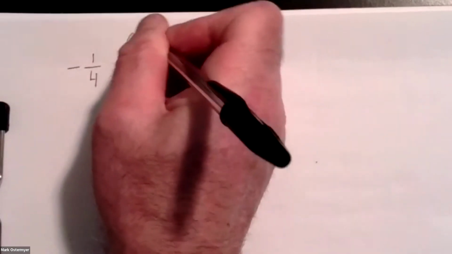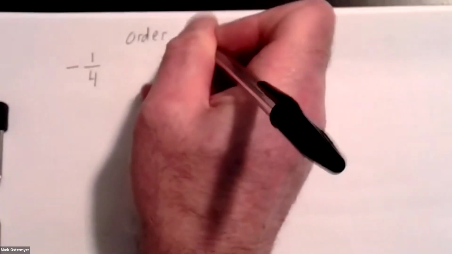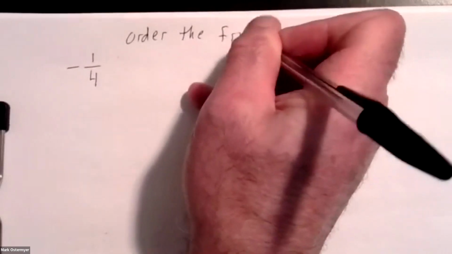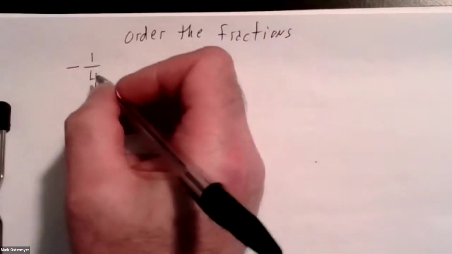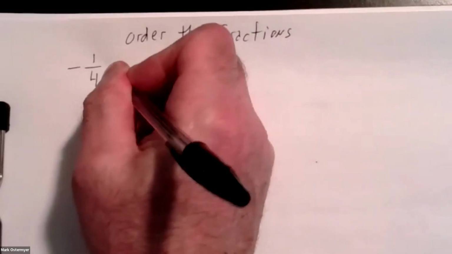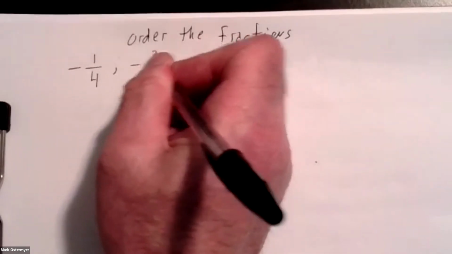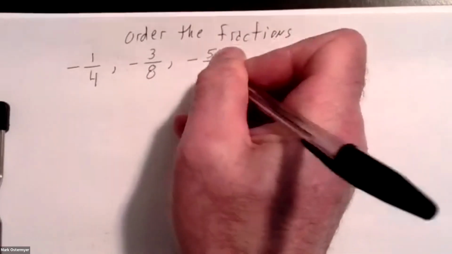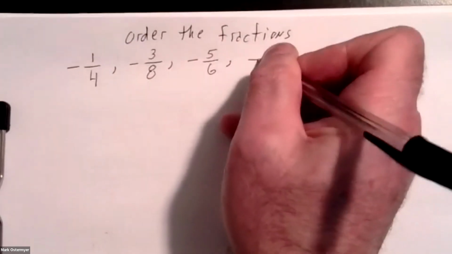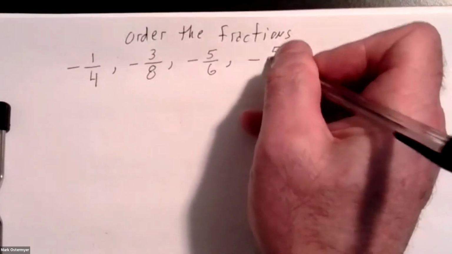Let's try to order these fractions. Order the fractions. And again, we'll choose to go from smallest to largest on our paper. -1/4, -3/8, -5/6, and -5/8.